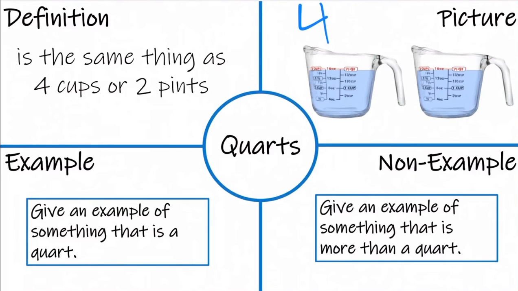But to be completely honest, the U.S. customary system is kind of out of whack. None of these numbers necessarily have a number relationship, but it definitely has historical references to all of this.